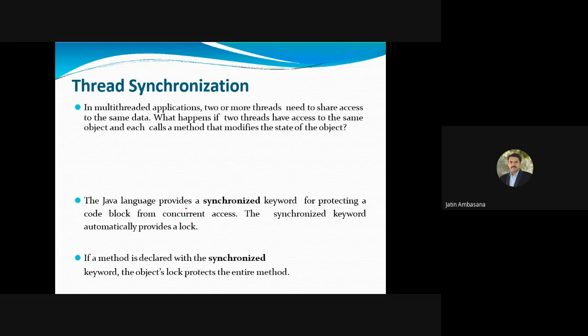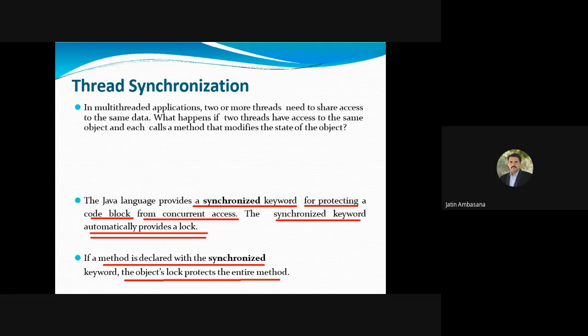So the Java language provides a synchronized keyword for protecting a code block from concurrent access. And the synchronized keyword automatically provides a lock. So when a method is declared with the synchronized keyword, the object's lock protects the entire method.